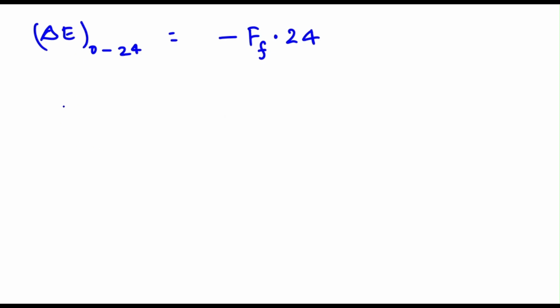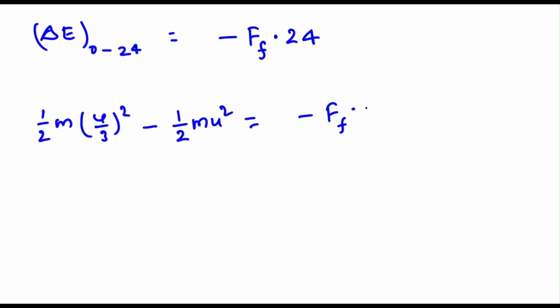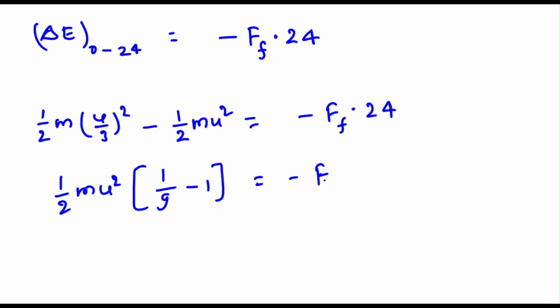This kinetic friction is going to be constant throughout its journey. So this is the final kinetic energy, 1 by 2 m times u by 3 whole square, minus the initial kinetic energy, 1 by 2 m u square. This will be minus f times 24. I have written this in centimeter only, because we are not using specific units. If it were in joule, I would have changed 24 centimeter into meter. So let's continue with this. I'm taking 1 by 2 m u square common. Here it will be 1 by 9 minus 1, and then we will have minus f times 24.